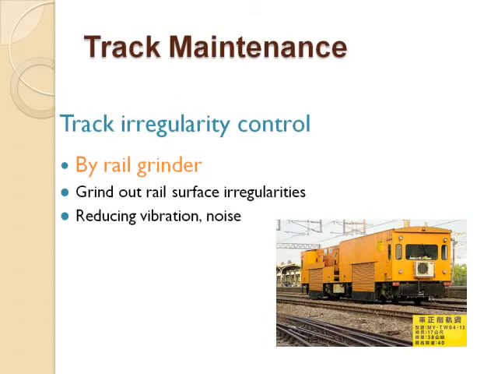After we find the irregularity, we must do some treatment, and we perform the track irregularity control by rail grinder. It can grind out rail surface irregularities, reducing vibration and noise. The picture you see is from Taiwan, Jiayi.